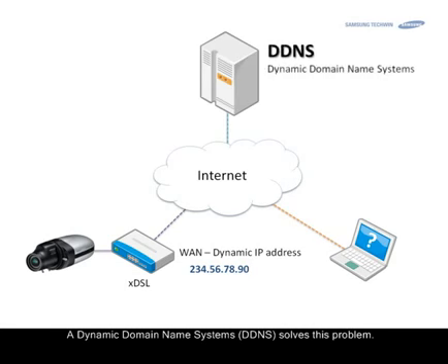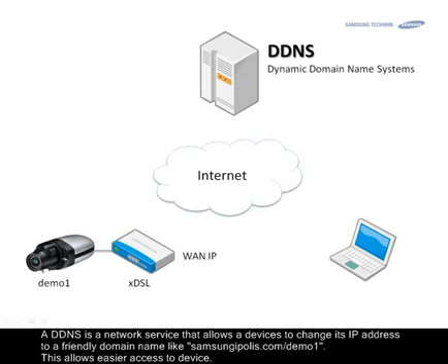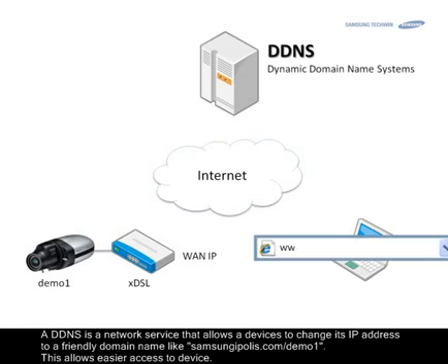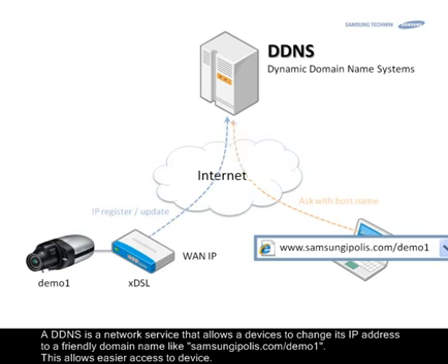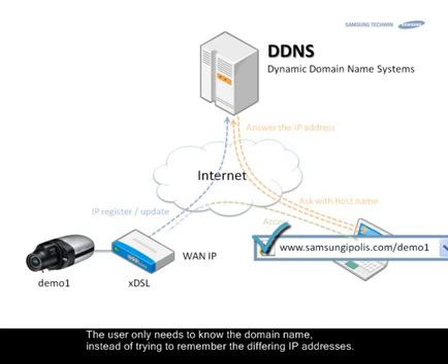A dynamic domain name system, also referred to as DDNS, will solve this problem. A DDNS is a network service that allows devices to change its IP address to a friendly domain name like samsungipolis.com/demo1. This allows easier access to that device. The user only needs to know the domain name, instead of trying to remember the differing IP addresses.